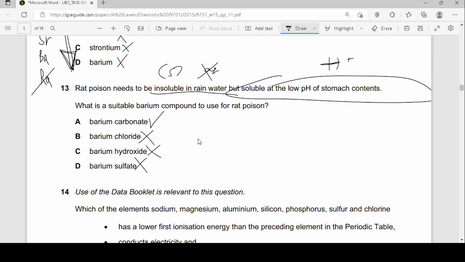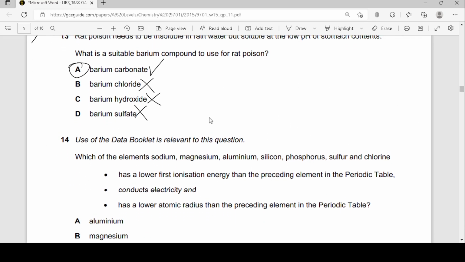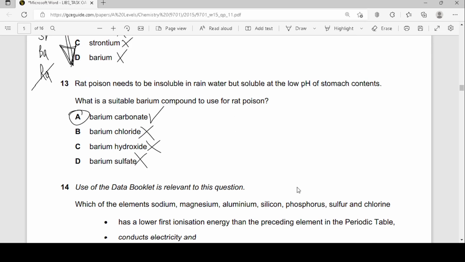Barium carbonate is the answer because that's a test for carbonates, right? Carbonates do react with acids, because barium carbonate is a base, right? So all carbonates react with acids, and that is obviously the answer because it's insoluble in water but soluble in acid, right? Even in your practicals, you might have learned that the test for carbonates is usually you just react them with acid, and if you get effervescence, then that means it's a carbonate because you get carbon dioxide produced, right? So barium carbonate is the suitable compound.